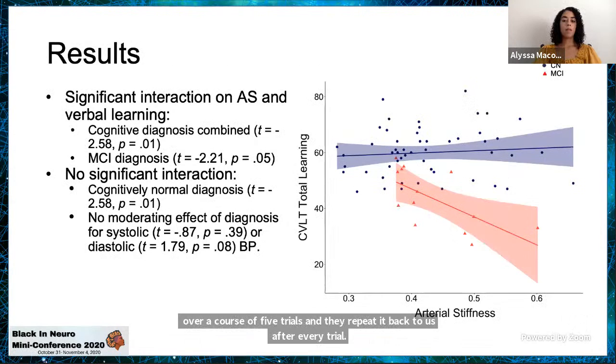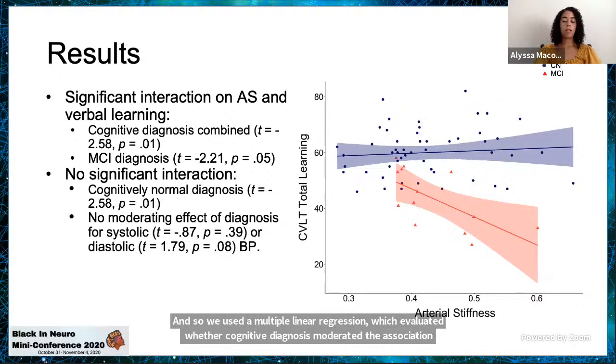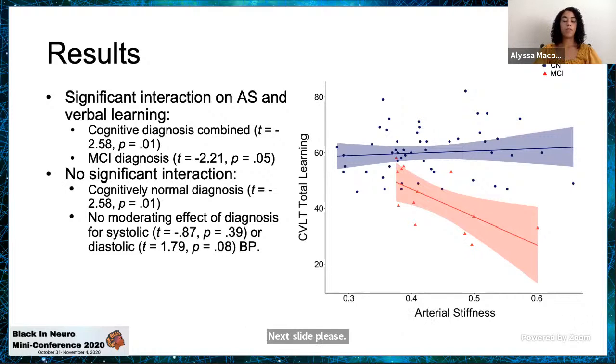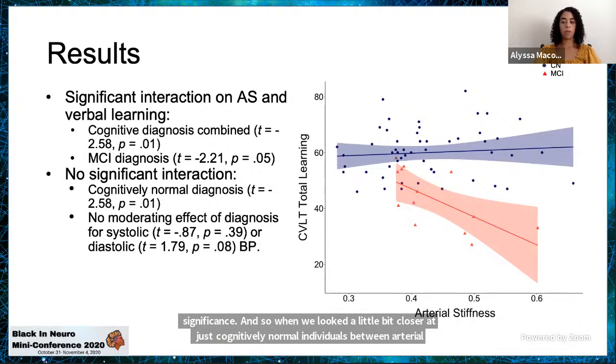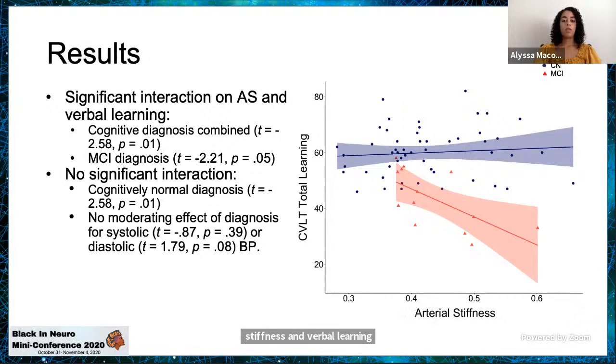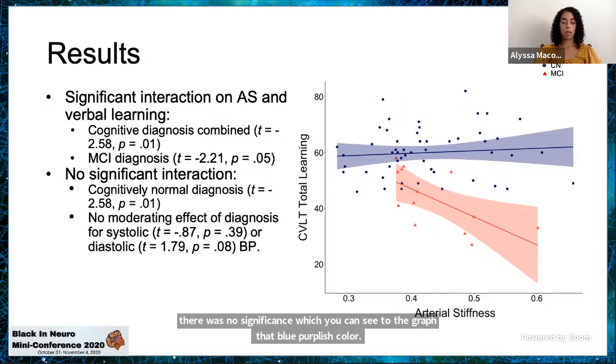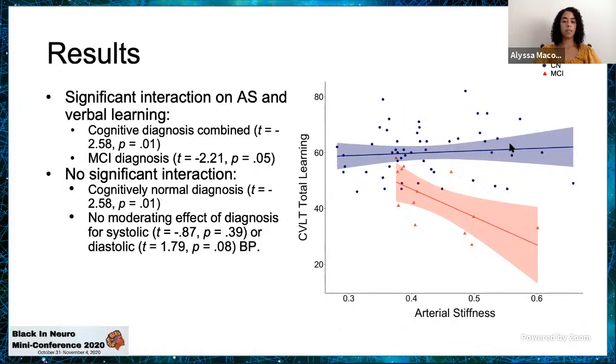So our results, the moderating effect of diagnosis on arterial stiffness and verbal learning, there was significance. And so when we looked a little bit closer at just cognitively normal individuals between arterial stiffness and verbal learning, there was no significance, which you can see in the graph, the blue purplish color. But when we did look at just the MCI individuals between arterial stiffness and verbal learning, there was significance, which is the red portion of the graph, which shows that increasing pulse pressure in mild cognitive impairment individuals was associated with worse learning. Next slide, please.